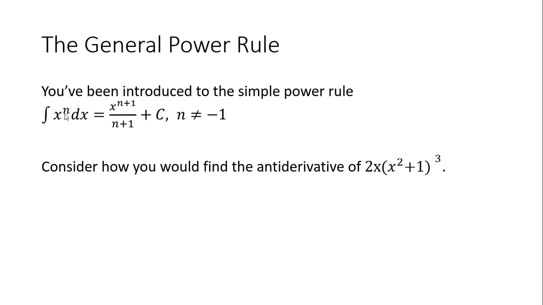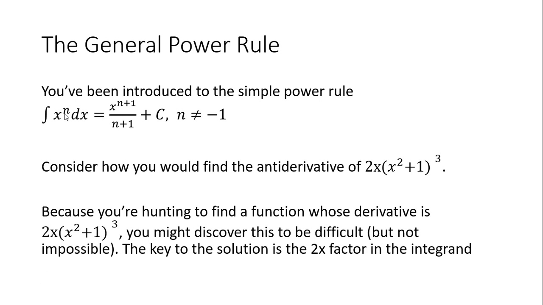I'm going to give you something a little bit more complex. I have 2x times x squared plus 1 to the third power. Because you're hunting to find a function whose derivative is 2x times x squared plus 1 to the third power, you might discover this to be difficult, but not impossible. The key to this solution is that 2x factor.